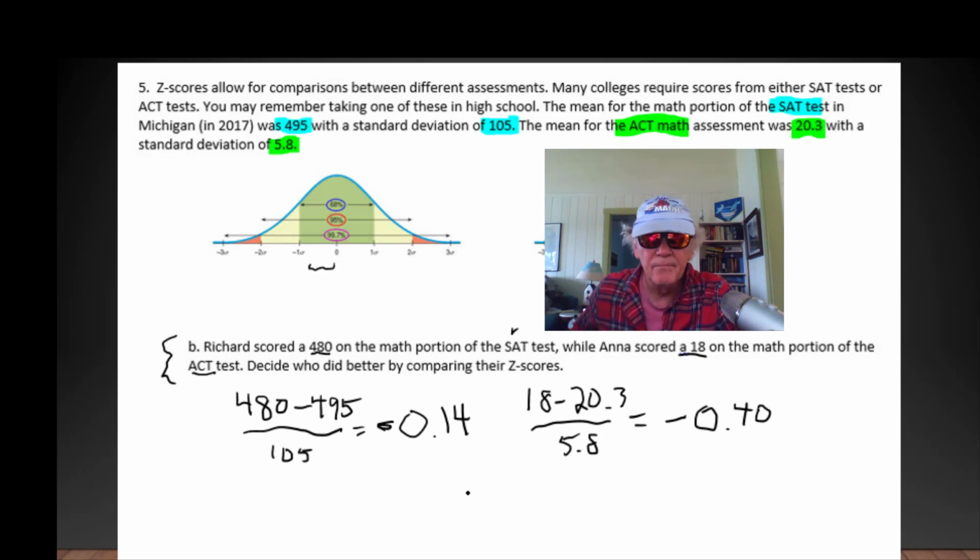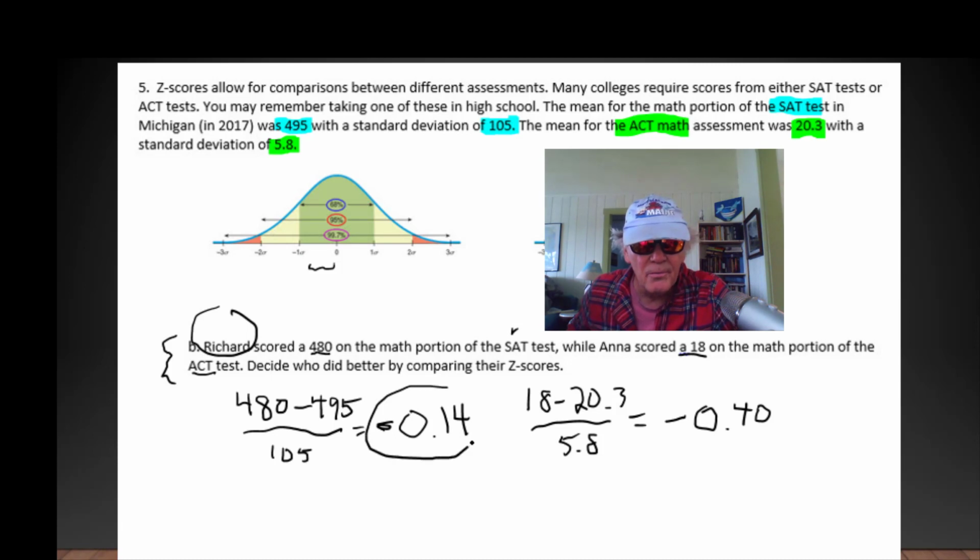Now who did better? And the answer, hopefully, you would see is Richard. Because this score, although negative, is closer to 0 than this score, which is further away down this way, away from 0. So that's one way to look at it. This number actually also is larger than this number.